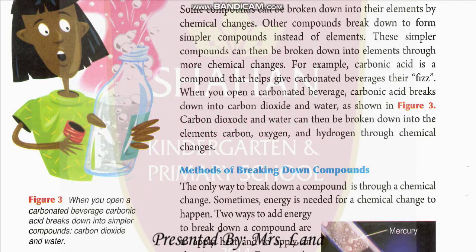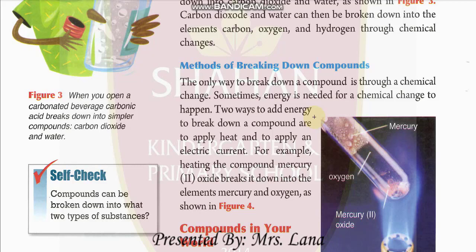Methods of breaking down compounds. The only way to break down a compound is through a chemical change. Sometimes energy is needed for a chemical change to happen. Two ways to add energy to break down a compound are to apply heat and to apply an electric current.